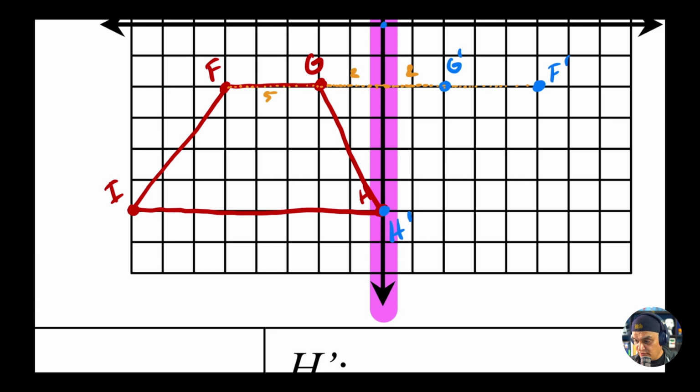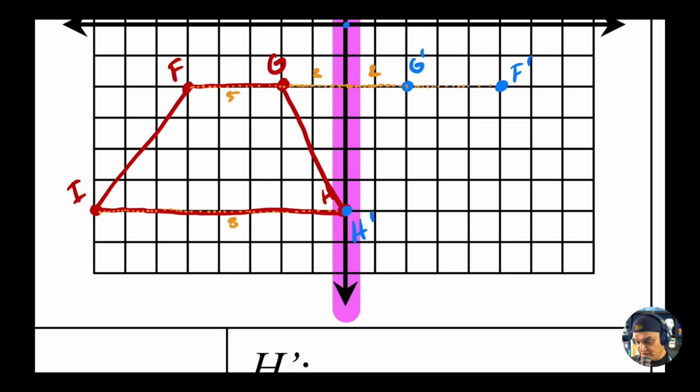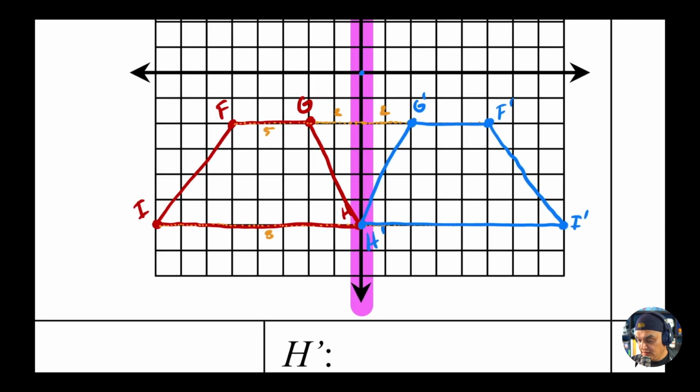And then I is the farthest one away. I always do the closer ones first and then the farthest one last. So I, let's count this, is 1, 2, 3, 4, 5, 6, 7, 8 away from that mirror, from that line of reflection. So I'm going to do 8 away in the opposite direction. 1, 2, 3, 4, 5, 6, 7, 8. And there's my new I, which I call I prime. And now let's connect the dots. And there we go. There's your reflected trapezoid.